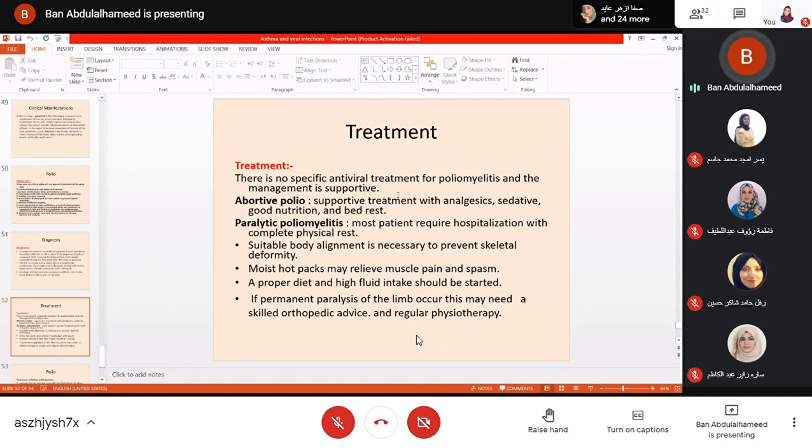We said they develop asymmetrical paralysis. This paralysis usually involves the lower limb, the leg. So for these patients, if the paralysis remains without improvement, we need regular physiotherapy to improve the function of the involved part with the paralysis of poliomyelitis.